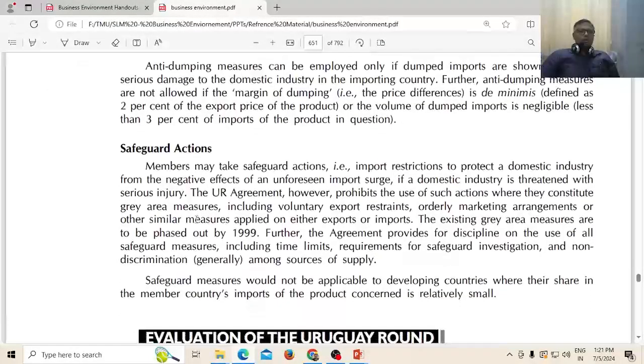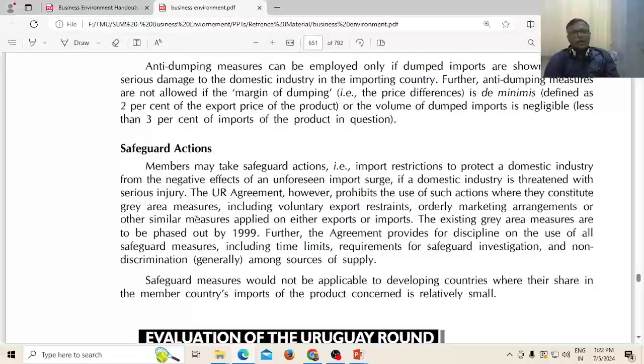Fourth is the safeguard action, that is import restrictions to protect the domestic industry from the negative effect of an unforeseen import surge, that is, when the domestic industry is threatened with serious injury. Thus, the UR agreement, however, prohibits the use of such actions where they constitute grey area measures, including voluntary export restraints, orderly marketing arrangements, or other similar measures applied on either exports or imports. The existing grey area measures are to be phased out by 1999.